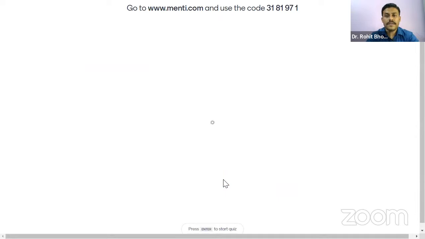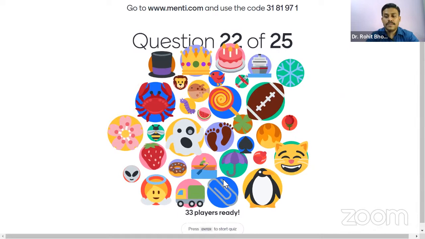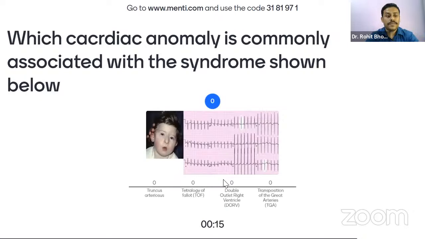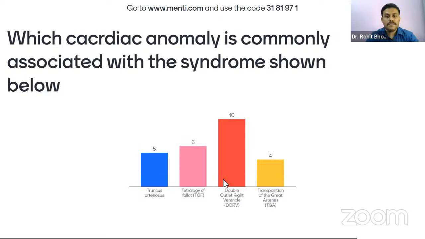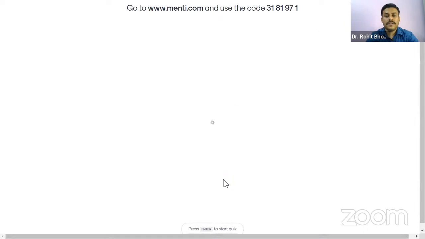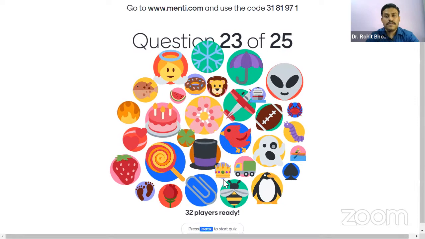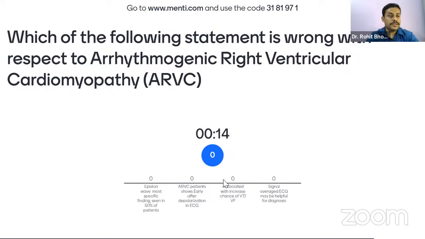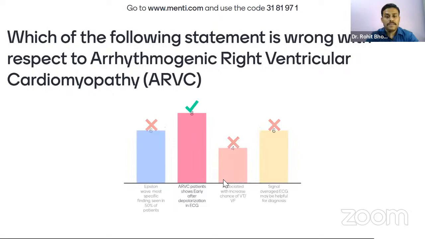Question number 22. Identify the syndrome, identify ECG. Which cardiac anomaly is associated with this syndrome? Truncus arteriosus. Arrhythmogenic right ventricular cardiomyopathy. Which of the following statements is wrong? Any correct answer?